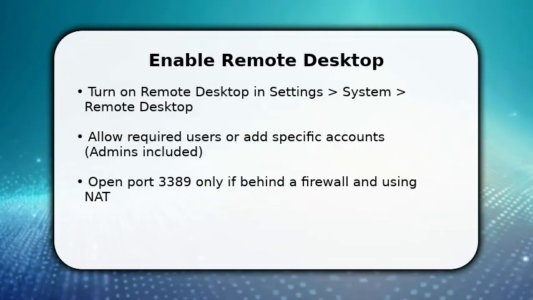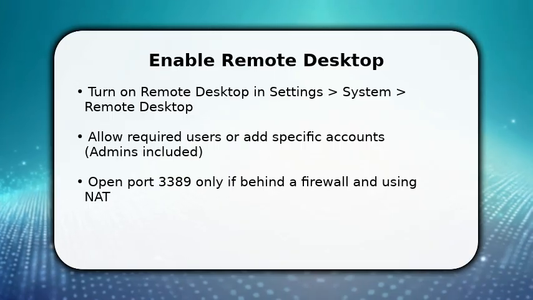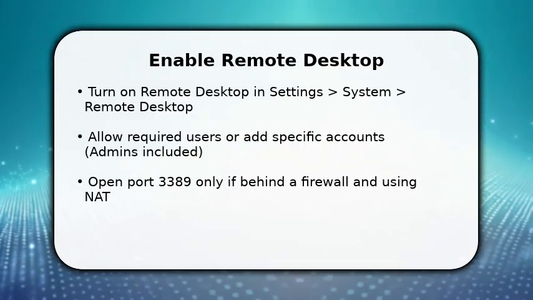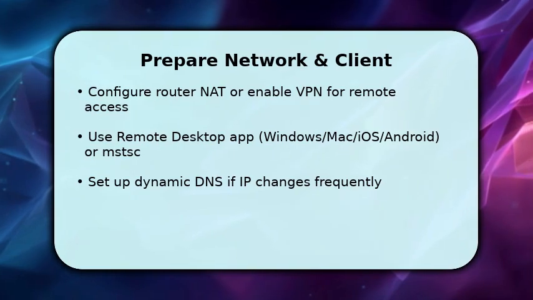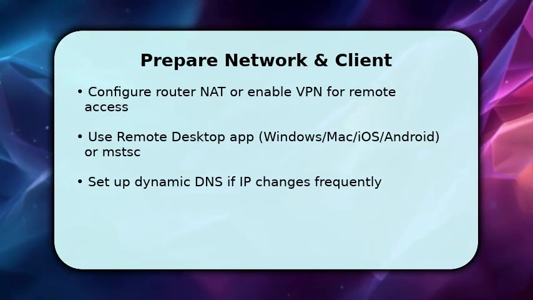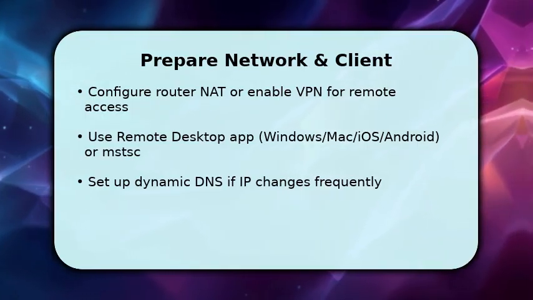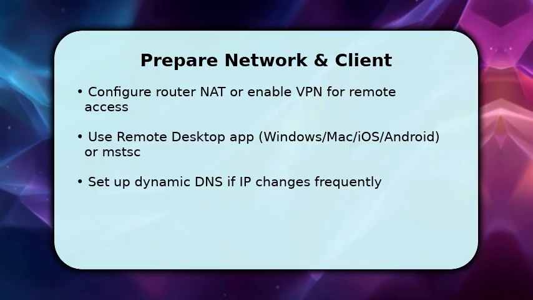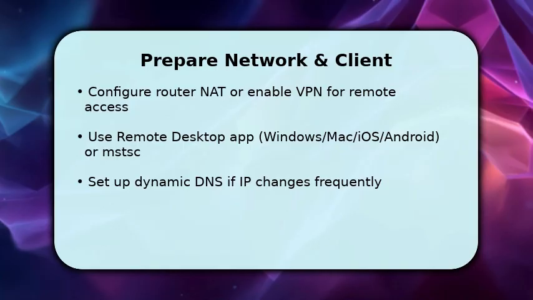If you're behind a router, prepare to forward port 3389, or use a VPN so connections route securely to that machine. Next, prepare the network and client device you'll use to connect. If you're connecting over the internet, configure router NAT to forward 3389 to the PC, or ideally, set up a VPN to avoid port exposure.